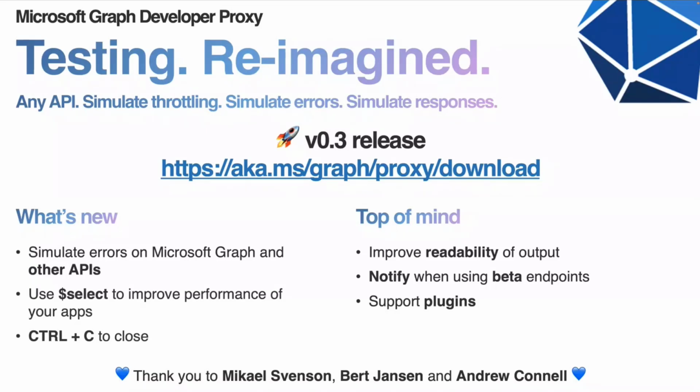But just to give you an idea of what's coming next, we're going to be looking at improving the readability of the output. We've got a GitHub issue with a few examples in the GitHub repository, so we'd like it if you could check that out. We're bringing in notifications of beta endpoints as well, just to make sure that you're using the V1 endpoints in your production apps, and also supporting plugins. So we're going to have a plugin extensibility model so that you as a developer can actually inject your own behaviors from your own APIs into the proxy.